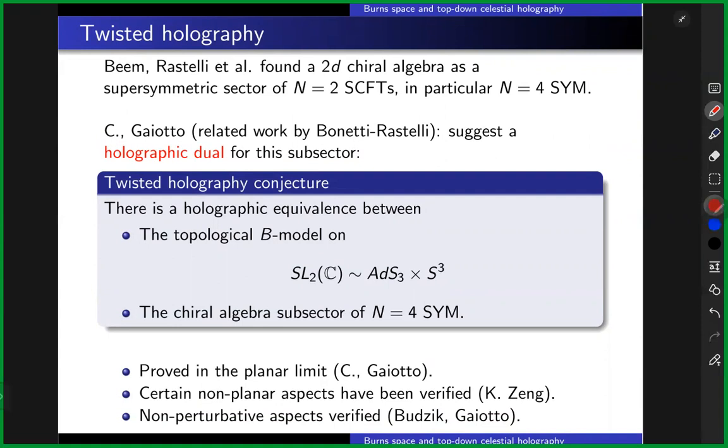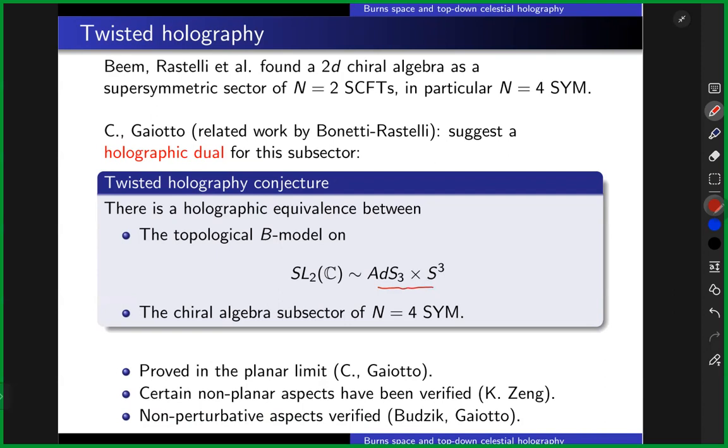This starts with some work of Leonardo and his collaborators, who realized that inside N=4 Yang-Mills is this really beautiful and tractable 2D chiral algebra. It also lives inside N=2 superconformal field theories. So this leads to the question: can you find a holographic dual to this subsector of N=4 Yang-Mills? Leonardo with Vanetti gave a proposal for part of this, and Davide and I went a little further. We come to this conjecture that there's a holographic equivalence between the topological B model on SL2C, which is a complex manifold, and this chiral algebra subsector of N=4 Yang-Mills. This is very much in the usual Maldacena holography style, because SL2C is some kind of avatar of AdS3 times S3. Strictly speaking, it's Euclidean AdS3 times S3.